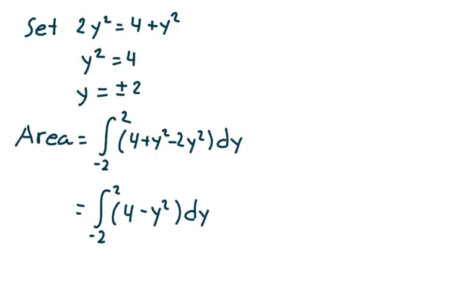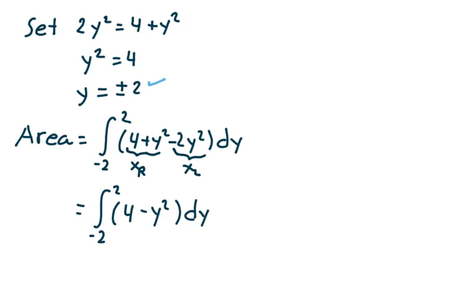So over here, we set 2y squared equal to 4 plus y squared. That says y squared equals 4. So y equals plus or minus 2. So the area is equal to the integral from negative 2 to 2 of the rightmost function, 4 plus y squared, so this is x sub r, minus the leftmost function, 2y squared. X sub l is right here.